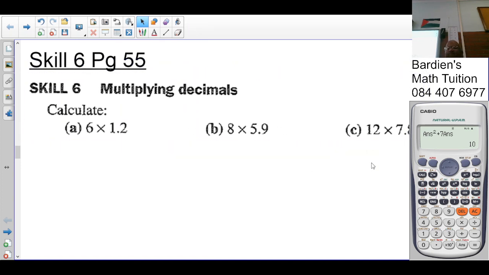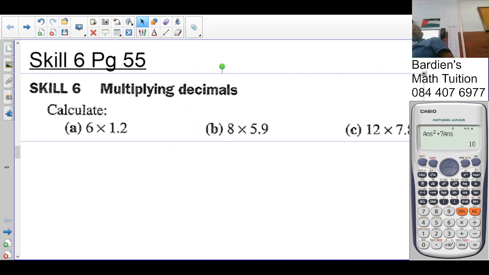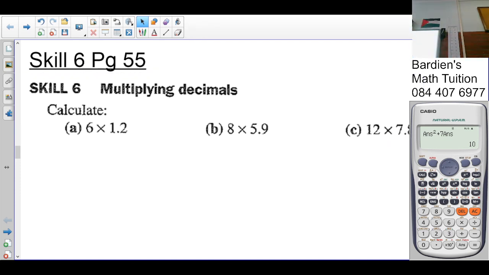Right, multiplying decimals. Firstly, you need to know how to multiply numbers. That's the first thing. If you can't multiply numbers, then you can't multiply decimals. Makes sense? Because when we multiply decimals, there is one extra step on top of multiplying numbers, and you'll see the step now.